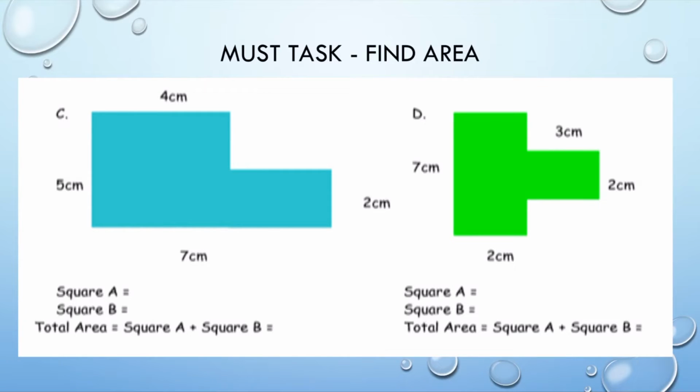First of all, we have to divide it into 2 shapes. So I'm going to make this as A and this as B. Square A is equal to 5 into 4, the side lengths are already given, 5 into 4, which is equal to 20 centimeters squared.